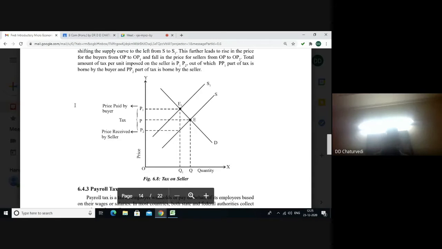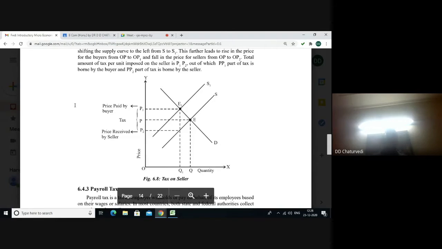When tax is imposed by the government on the seller, supply curve will shift to the left. The new equilibrium point will be E1, where the original demand curve cuts the new supply curve S1. The new price is OP1 and the new quantity is OQ1. In this diagram, it is clear that the price paid by the buyer is OP1, whereas the price received by the seller, given by original supply curve, is OP2.